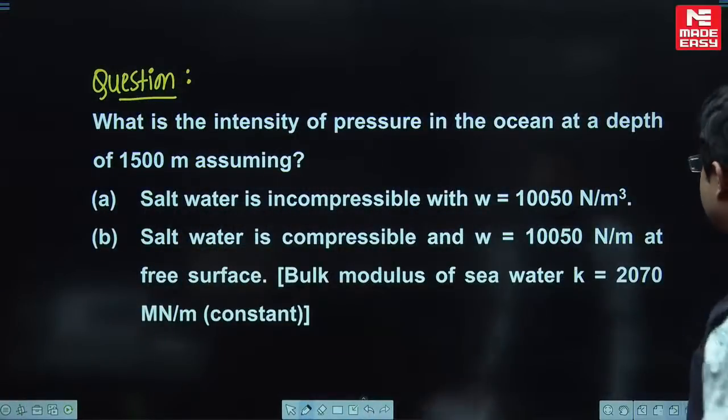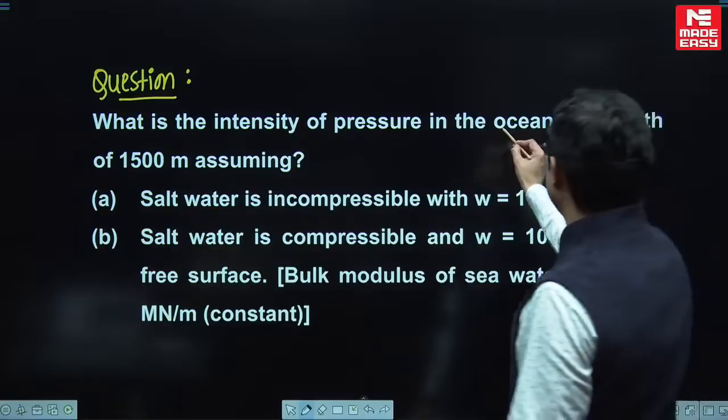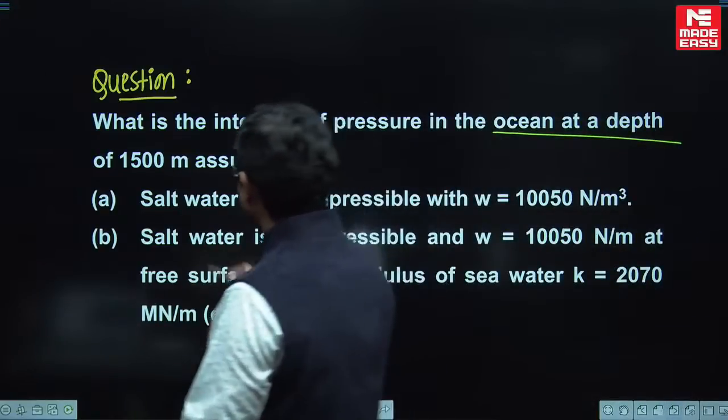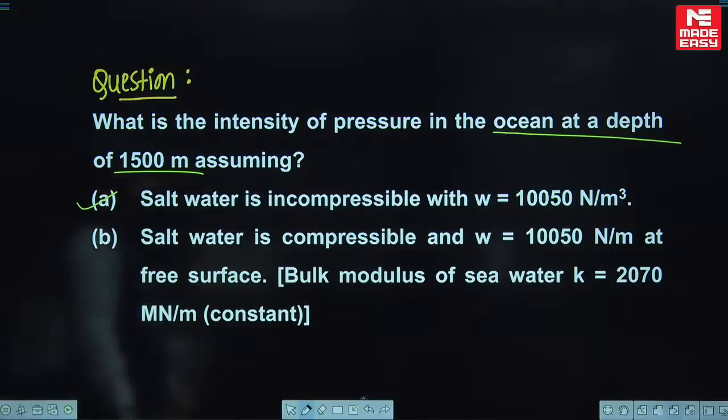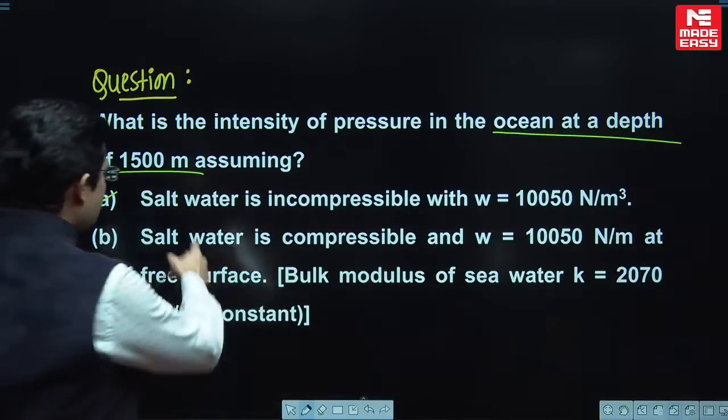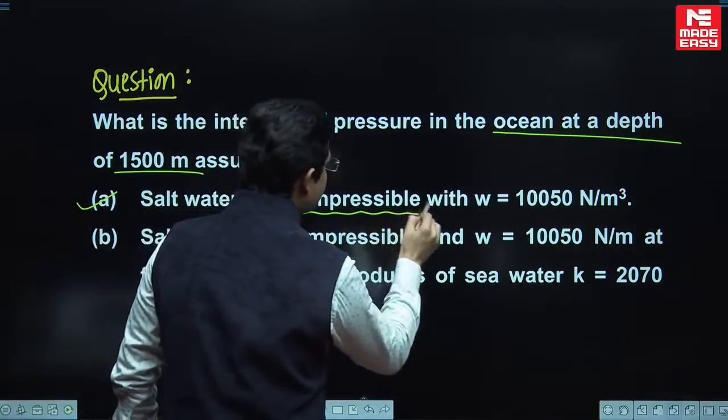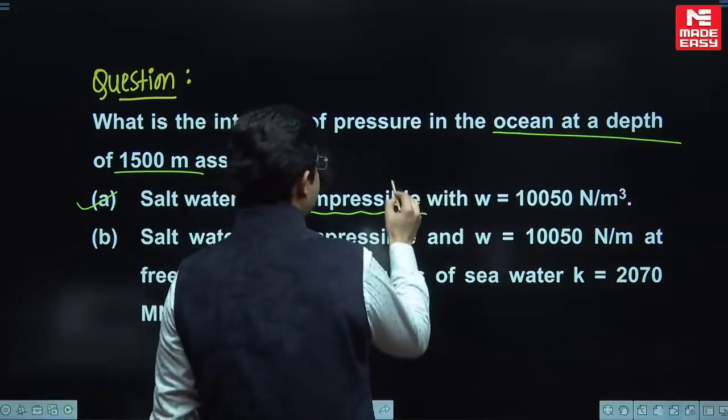Come on guys, read the question properly. What is the intensity of pressure in an ocean at a depth of 1500 meter? So there are two parts. The first part is very simple. Salt water is incompressible. So let me solve the first part here itself.